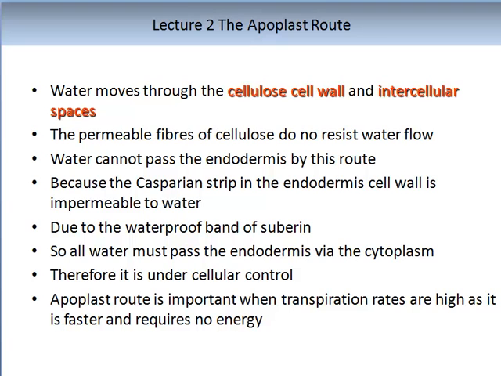So all water must pass the endodermis via the cytoplasm. This is a very clever process which ensures that water uptake in the root is under cellular control. The apoplast route is important when transpiration rates are high. This is because water movement is very fast when transpiration rates are high, and it requires no energy.